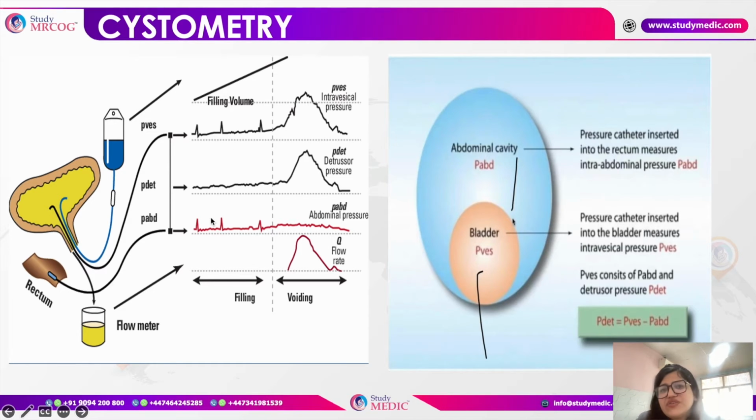I'll just repeat it once again. You have three types of pressures: P vesical, P detrusor, and P abdominal. For P vesical, the catheter is placed in the bladder. For P abdominal, it is placed in the rectum. P detrusor you cannot measure directly; you have to get it by subtracting P abdominal from P vesical. And this is the voiding, the uroflowmetry graph. So this is how you get it.